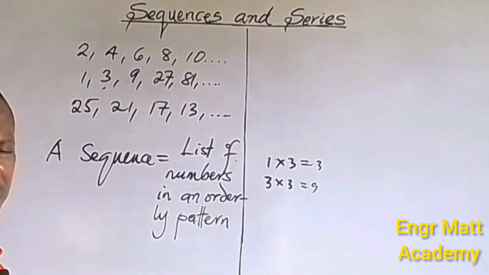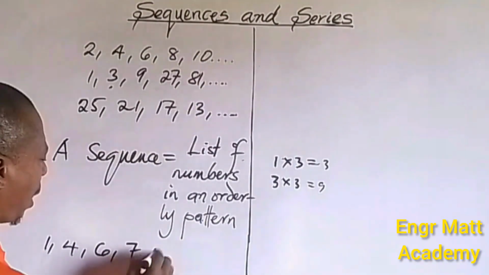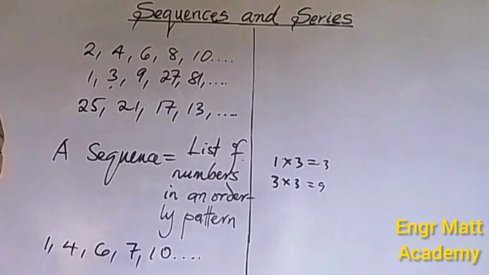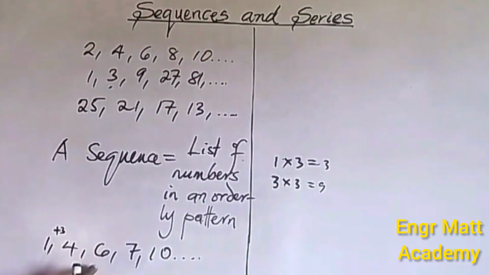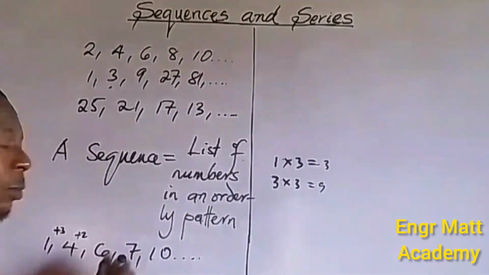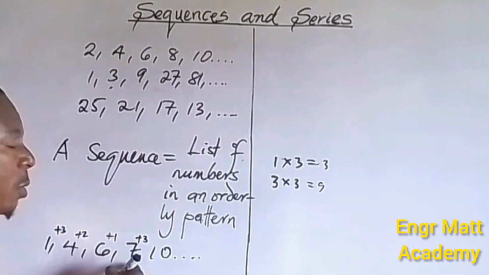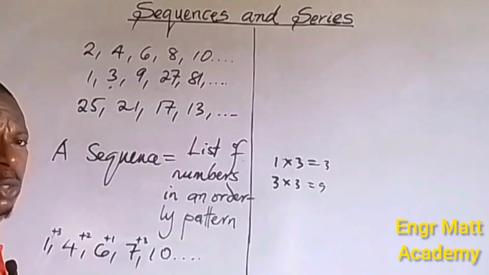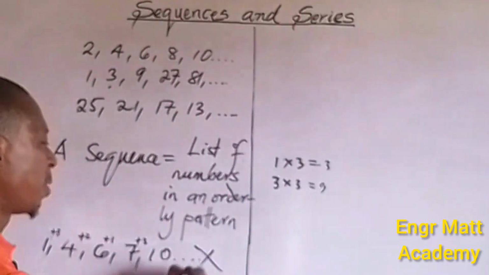Consider another list of numbers. 1, 4, 6, 7, and 10. What can you say about this list? Is this a sequence? Let's find out if it has a pattern. To get the second number, we add 3 to 1. To get 6, the third number, we add 2 to 4. To get 7, we add 1 to 6. And to get 10, we add 3 to 7. So it becomes obvious that there is no pattern in this list because we cannot be sure what the next number will be. Therefore, this is not a sequence.